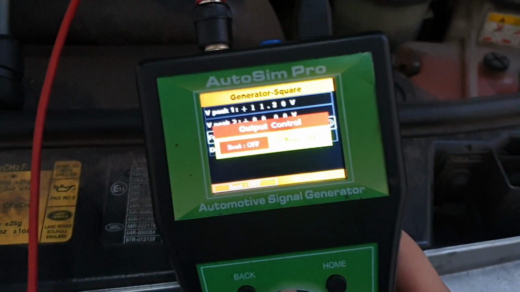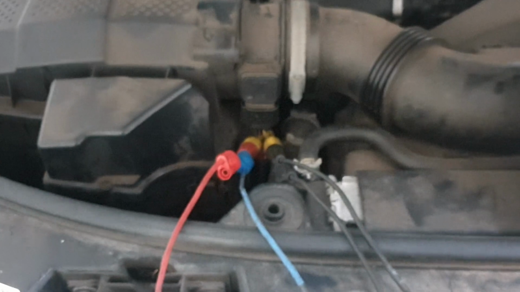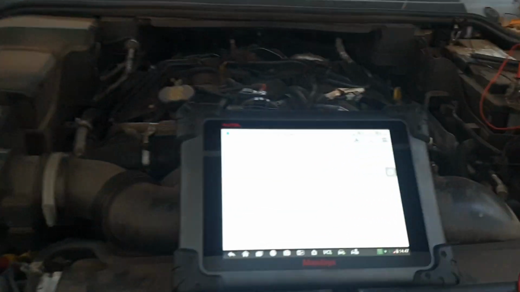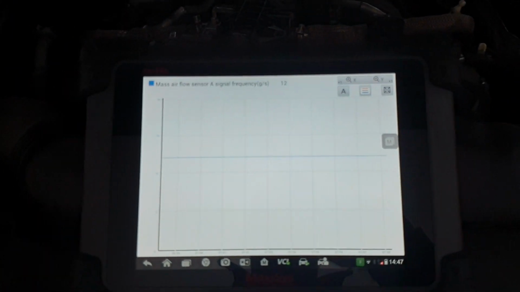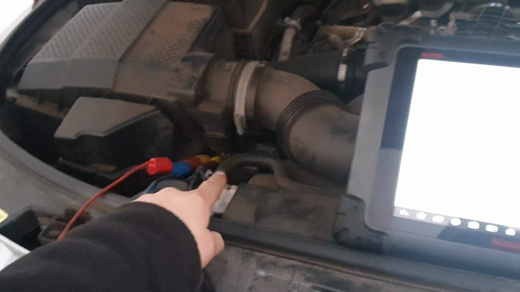We turn it on, so we're currently producing that signal. We'll connect it up down here. This is my BNC lead. Now we should be producing a 4,300 hertz signal into the mass airflow sensor. We confirm it with the scope, and as you can see, we now have a decent frequency signal. We also confirm it with the scan tool, to verify the wiring integrity is correct and that there's no break between our mass airflow sensor and the engine computer.